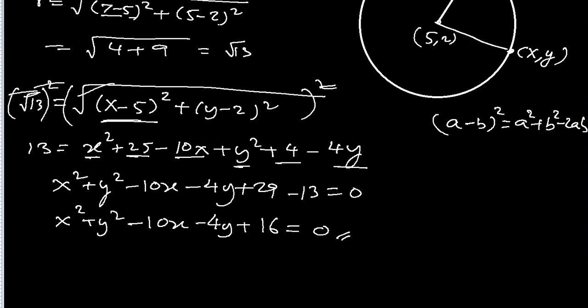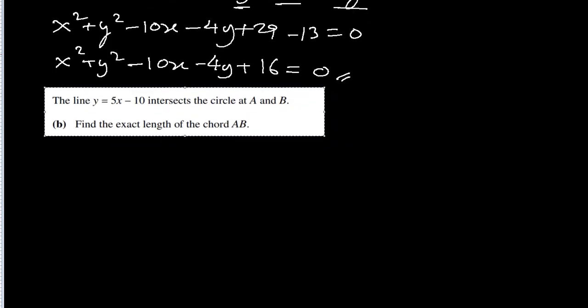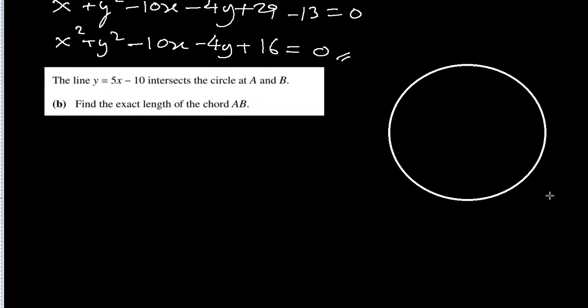Let's see what the next part is saying. The line y equals 5x minus 10 intersects the circle at A and B. Find the exact length of the chord AB. So let me redraw a circle.